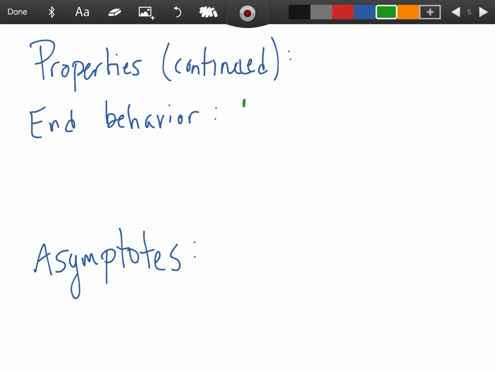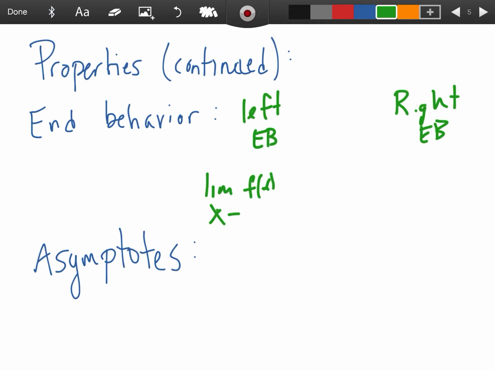So let's talk about our end behavior. I'll do the left end behavior first, and then the right end behavior. So the left end behavior, that's as x goes to negative infinity. Our limit of f of x as x goes to negative infinity. So what value is that going to approach? Well, we said it earlier, it's going to get infinitely close to 0. And then as I go to the right, it's just going to keep on increasing and increasing and increasing. So as I go to the right, it's going up to positive infinity.